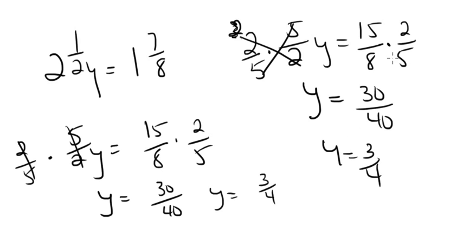Now listen, I could have reduced this down. This could be a 1. This could be a 4, right? And I can divide this by 5. 5 goes into 5 once. 5 goes into 15 3 times. 3 times 1 is 3. 4 times 1 is 4, right? Make a lot of sense?